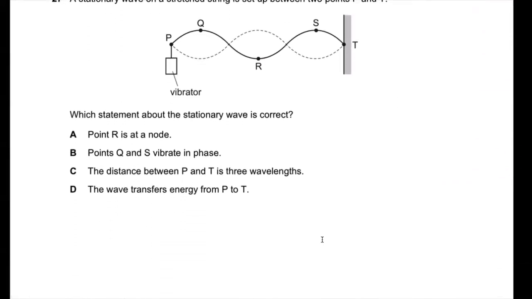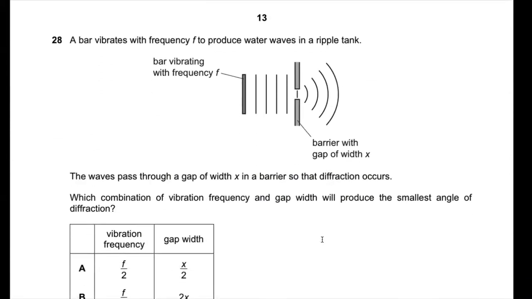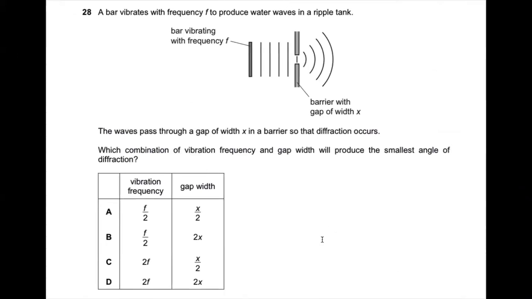26 we've done time and again in class. Let's have a look at 28. For some reason, people do make mistakes with this question related to diffraction and gap widths. The waves pass through a gap of width x so that diffraction occurs. Which combination of vibration frequency and gap width will produce the smallest angle of diffraction?